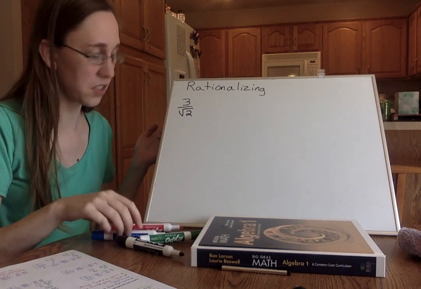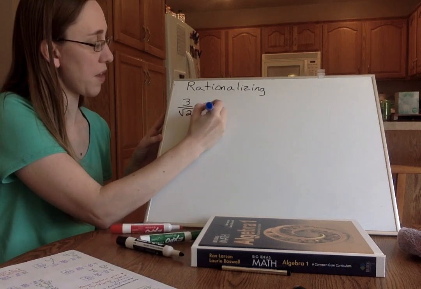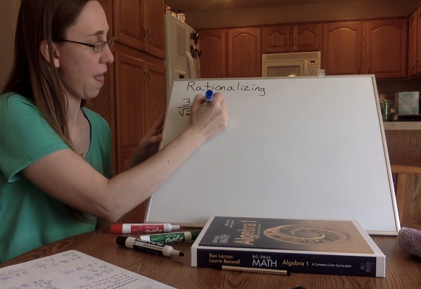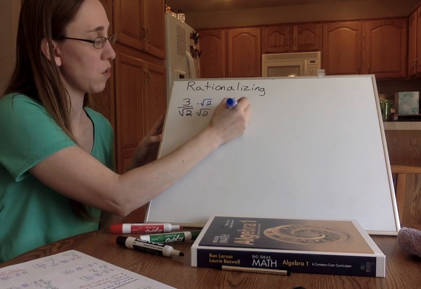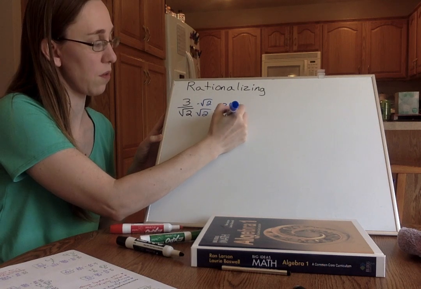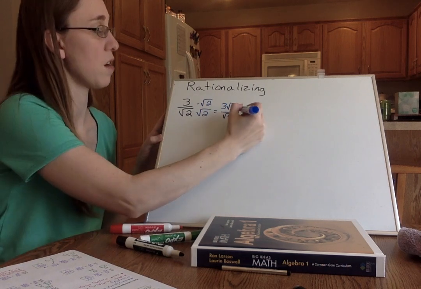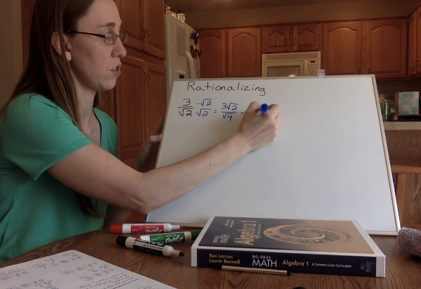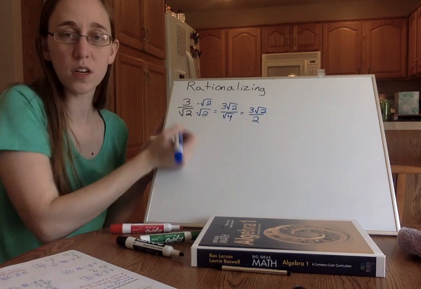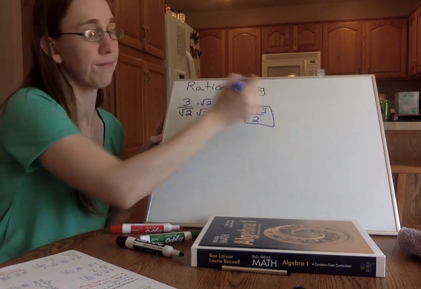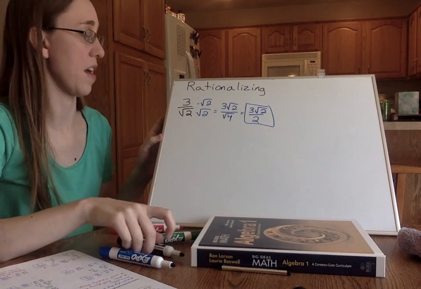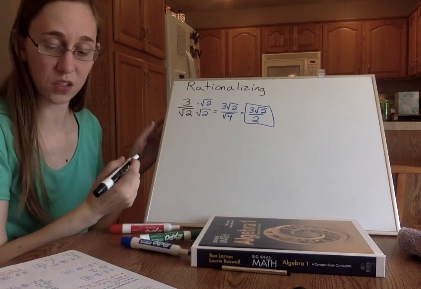Actually just makes it a lot easier. So we're going to multiply by the square root of 2. On the top, I get 3 square root of 2 over the square root of 4. We already know square root of 4 is just 2. 3 over 2 doesn't simplify, so we are done. And that's why they're easier, because there's less roots.